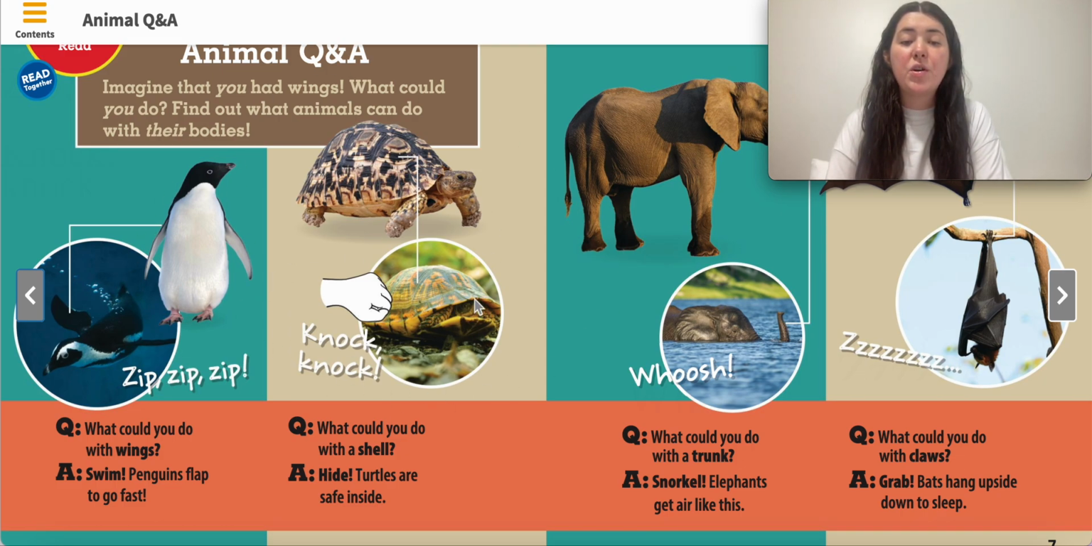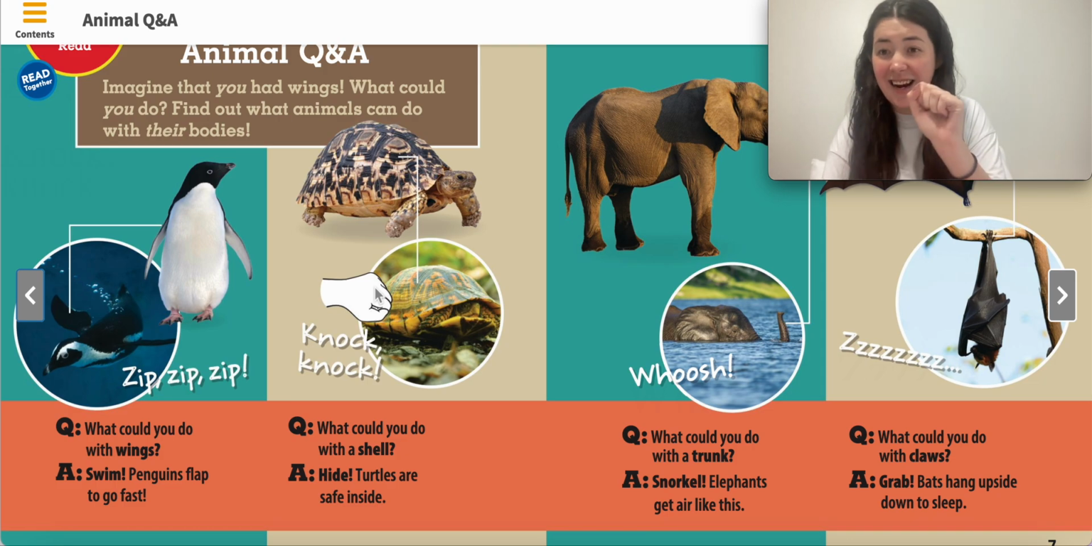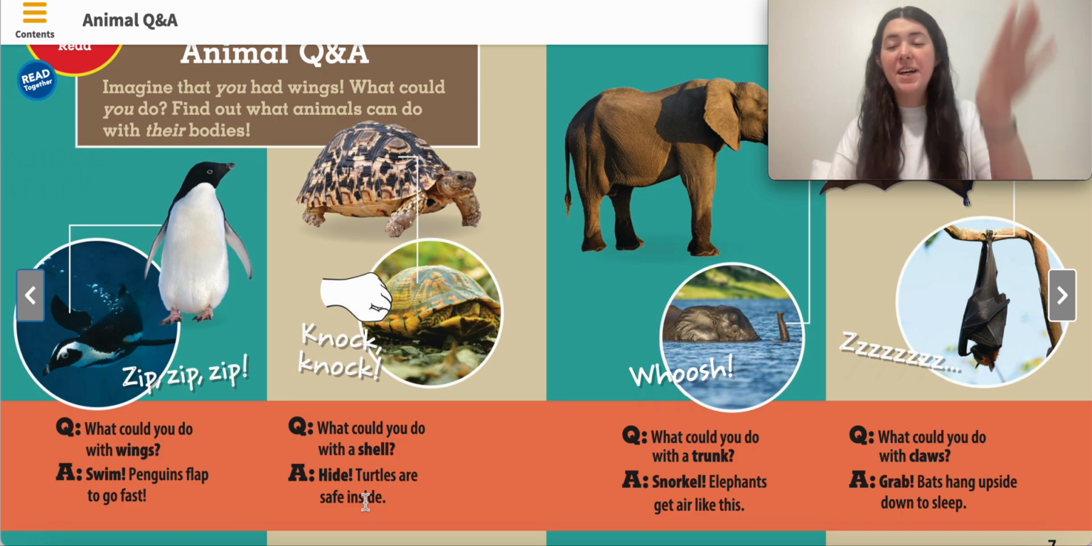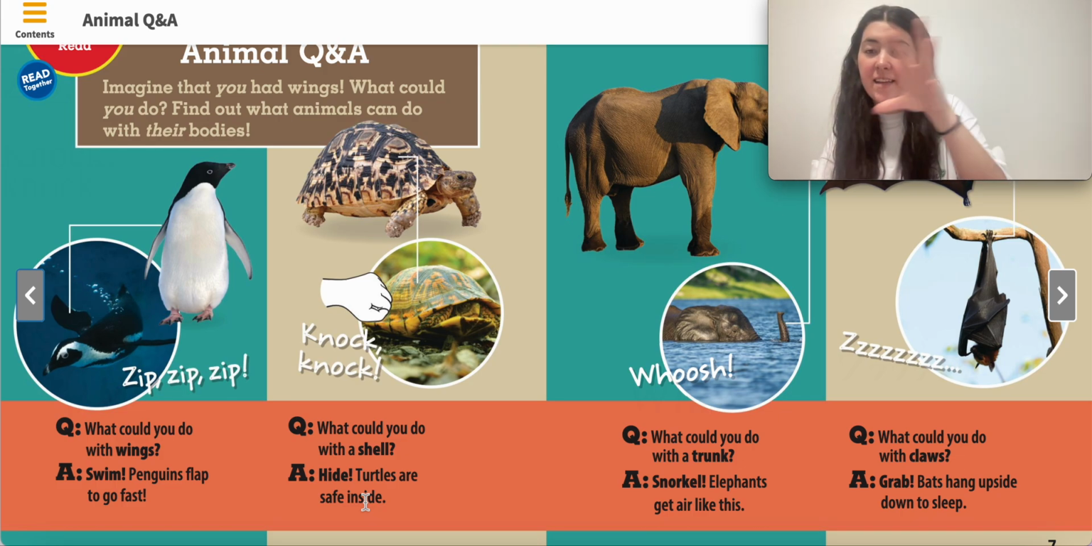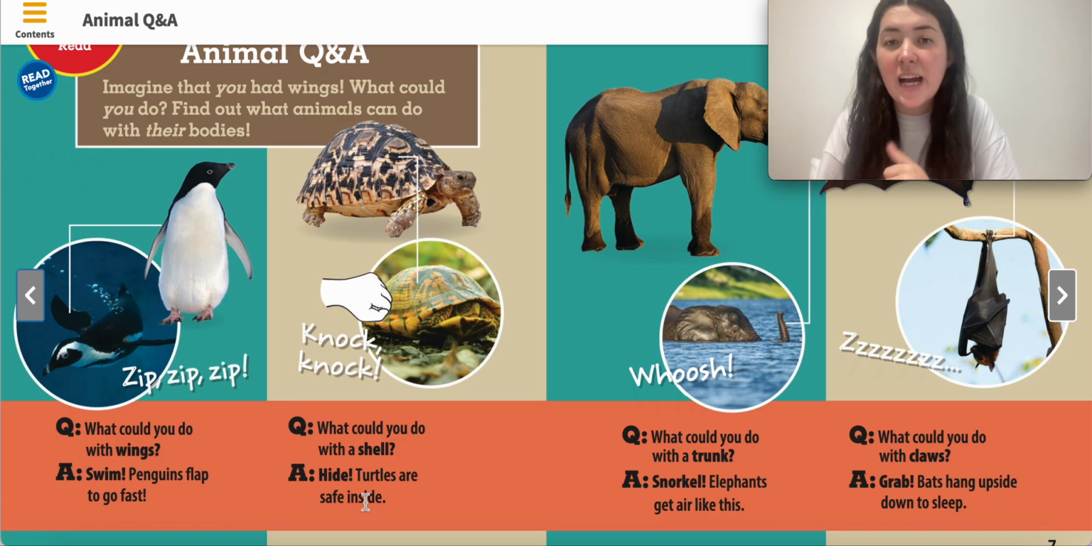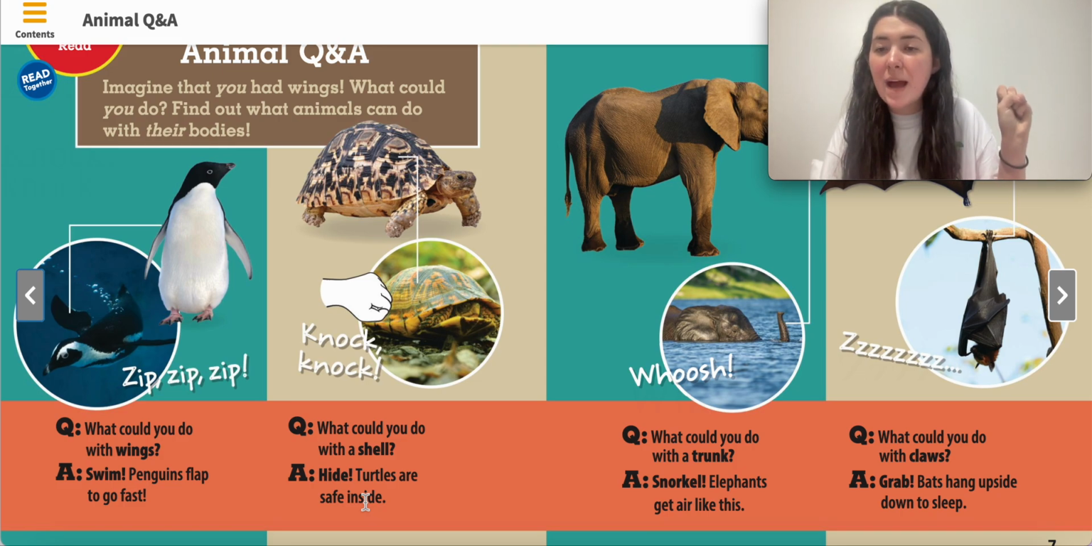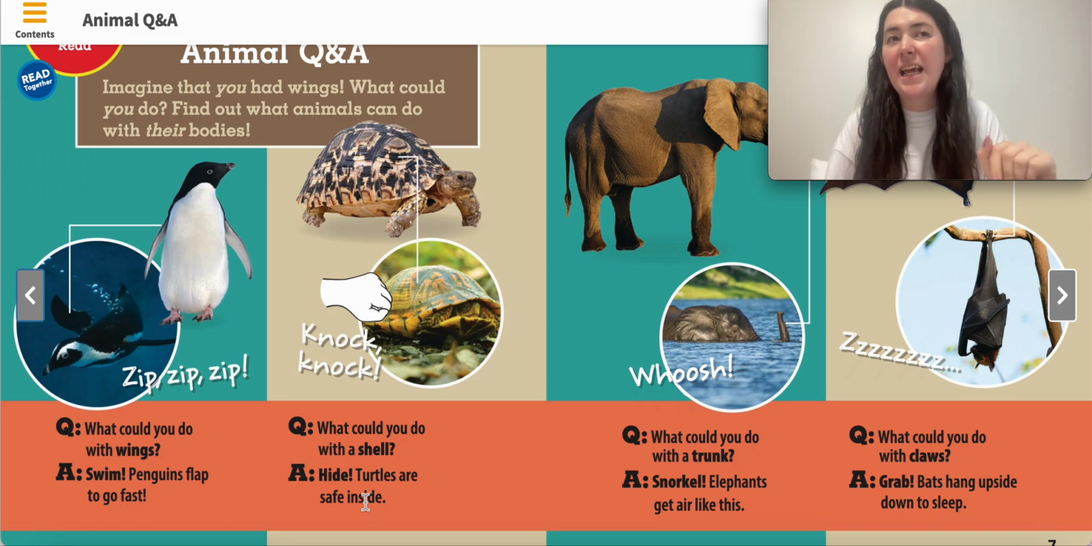Then here we have a turtle, and it says knock, knock, like it's knocking on the shell. The question says, what could you do with a shell? So what would you do with a shell if you were a turtle? The answer is hide. Turtles are safe inside. So turtles have that hard outer shell that they can go inside of, and it protects them from any potential predators. If a predator were to come try and eat the turtle, it could go whoop and suck right back into its shell and be safe and protected and not hurt.